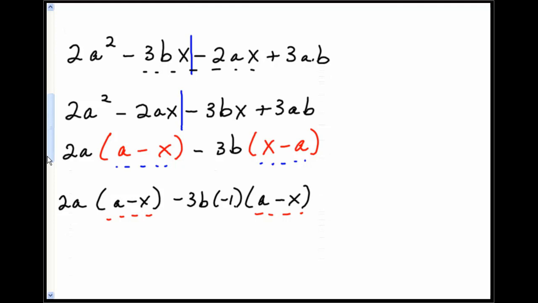So we end up with an a minus x is the common factor, then times 2a, and now your negative 1 times your negative 3b will be positive 3b. So you can check that by foiling.